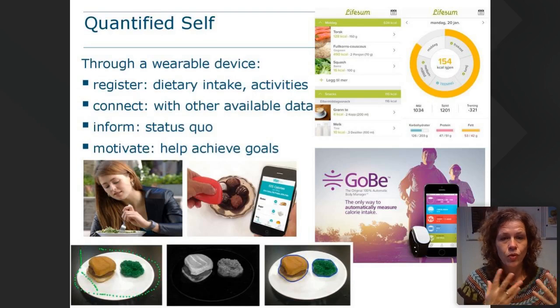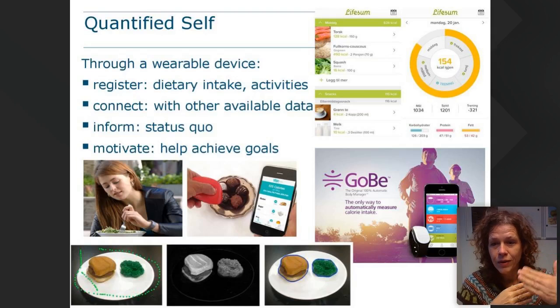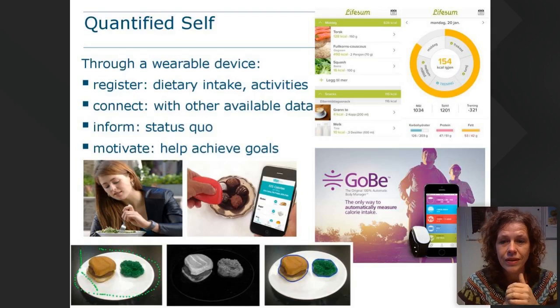Then there is this inform function. The person wearing the watch or the smartphone, whatever, should be informed, and you could think of when and what would this person want to know. So the inform function is also there, and it should help motivate. So if there is some goal to be achieved, then somehow this should also be part of the application on the app or the watch.